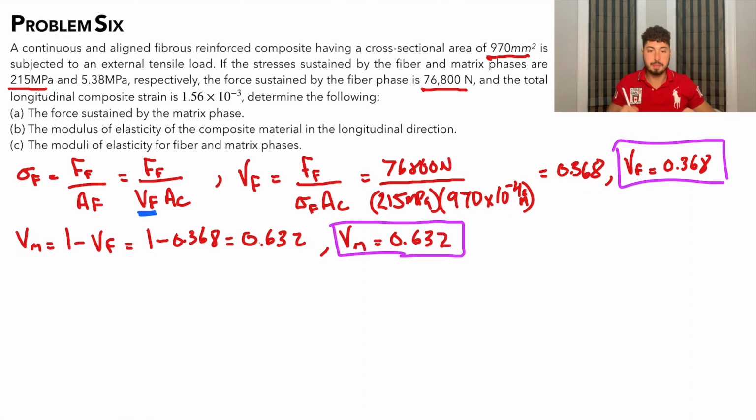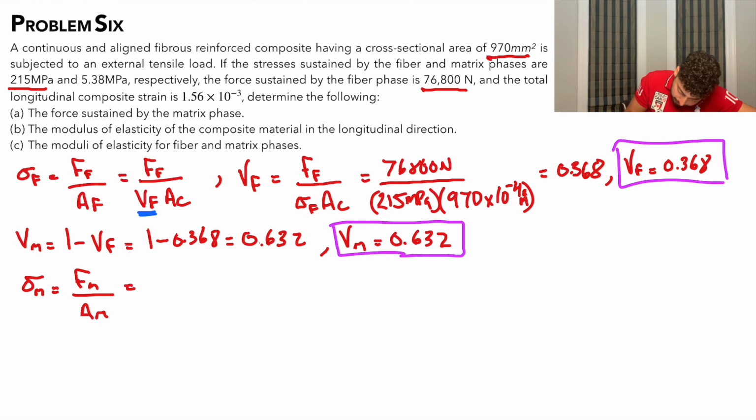Now that we have the volume fraction of the matrix, we can do the same steps that we took coming to this point backwards and calculate the force sustained on the matrix. So we can say that the stress on the matrix is equal to the force on the matrix divided by the area of the matrix. Or we can say the force on the matrix is equal to the volume fraction of the matrix times the area of the composite. Rearranging this for the force on the matrix, we see that the force on the matrix is equal to the volume fraction of the matrix times the stress on the matrix times the area of the composite.